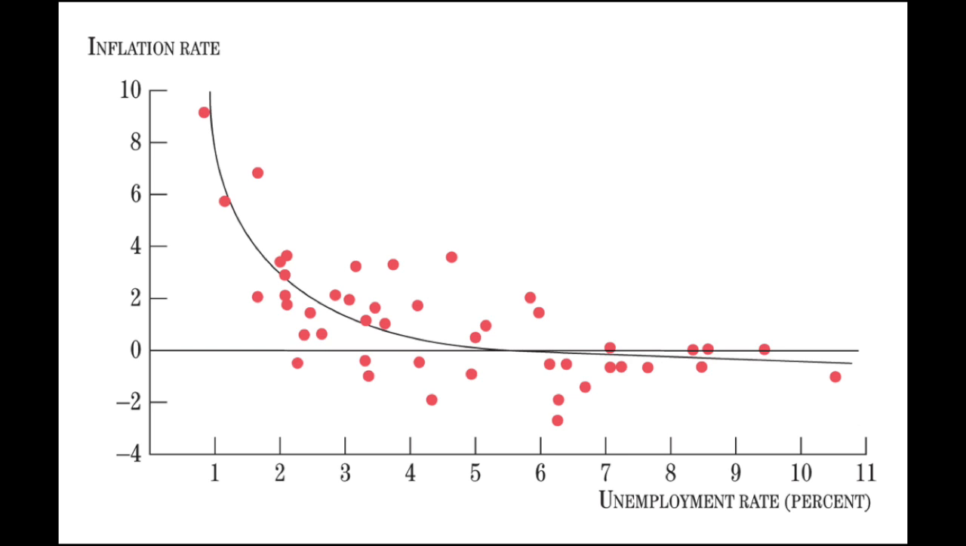The Phillips curve was widely used in the 1960s and 1970s to justify expansionary monetary policy. People argued that higher inflation would lead to lower unemployment.